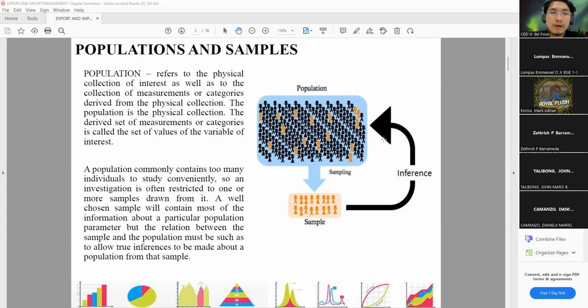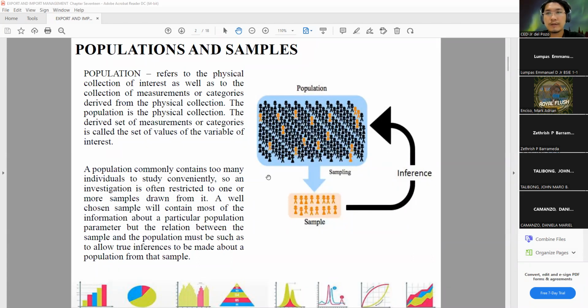A well-chosen sample will contain most of the information about a particular population parameter, but the relation between the sample and the population must be set to allow true inferences to be made about the population from that sample.